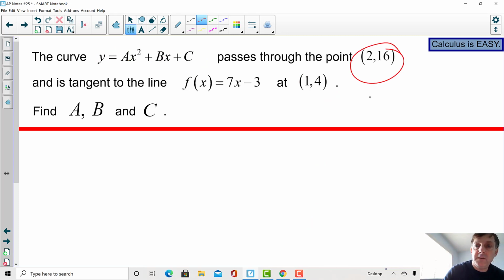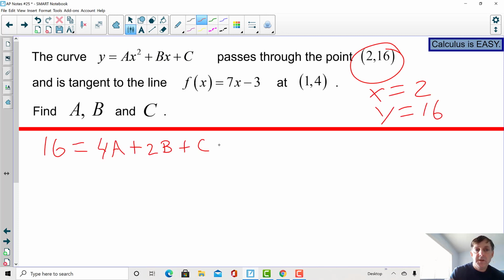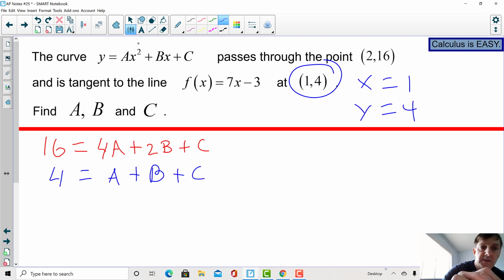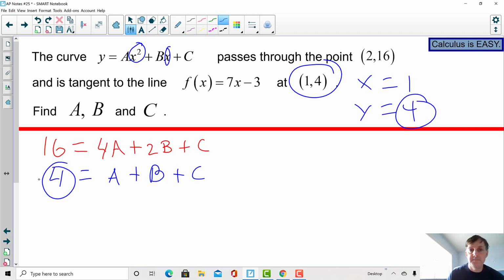So we're going to plug this in. The x is 2 and the y is 16. Because x is 2, you're getting 4 here and you're getting 2 here. Okay, let's do this point. Here we have x is 1 and y is 4. Because x is 1, you get a 1 here and a 1 there. So you end up with just a plus b plus c. Because the y is 4, we're plugging a 4 over here.